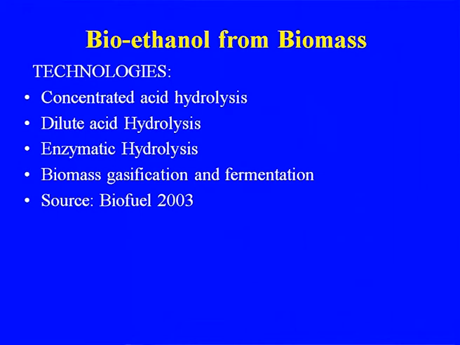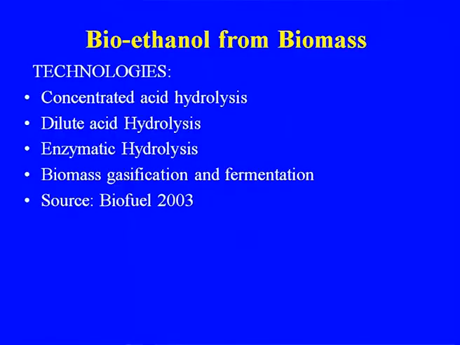Technology: bioethanol from the biomass. What are the technologies available? The concentrated acid hydrolysis, dilute acid hydrolysis, enzymatic, because with the coming of enzyme biotechnology a lot of improvement in the hydrolysis process has taken place, biomass gasification and fermentation. Biomass gasification we have already discussed. This is the fermentation process from where you can get the alcohol. There it will be biogasification to synthesis gas to methanol, and that methanol again can be used for making of biofuel.